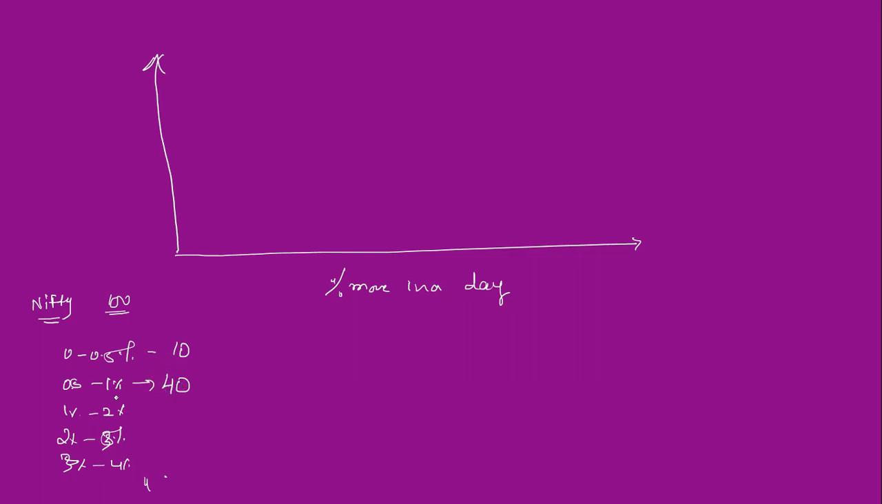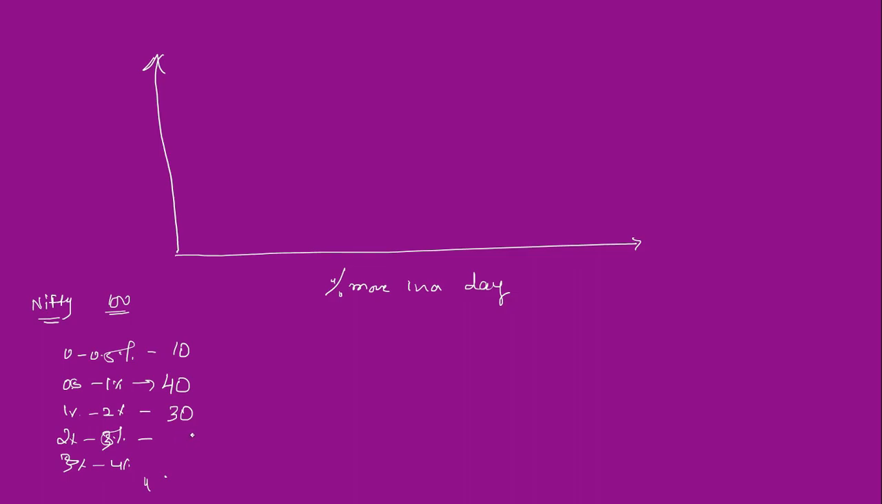If this is a graph and the x-axis represents percentage move in a single day, let us say 0 to 0.5%, 0.5% to 1%, 1% to 2%, 2% to 3%, 3% to 4%, and so forth. We'll see that if there were 100 trading days, then at least 10 to 12 trading days we had 0 to 0.5%, then around 40 to 50 trading days we had 0 to 1%, then around 30 trading days we would have 1 to 2%.